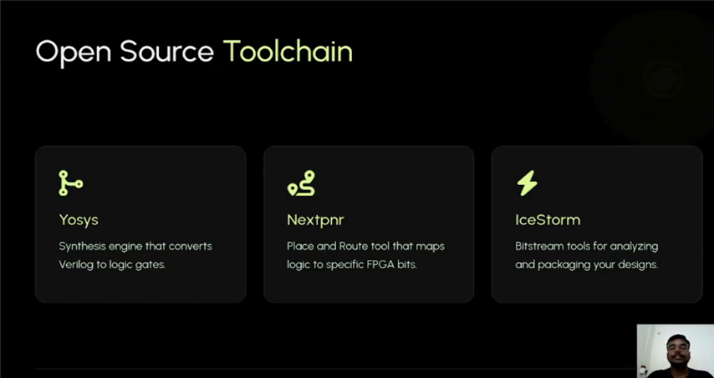Next is nextpnr. It's actually used to integrate our constraint file and to write the implementable file for this FPGA board. And finally iceStorm, it's actually used for the programming of this FPGA.